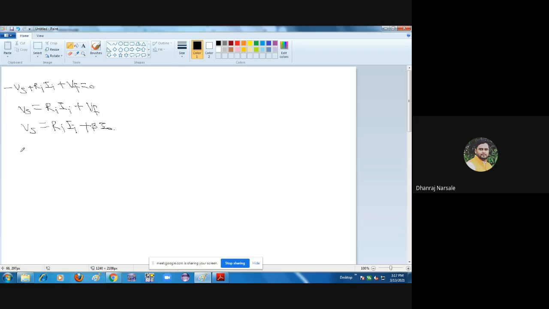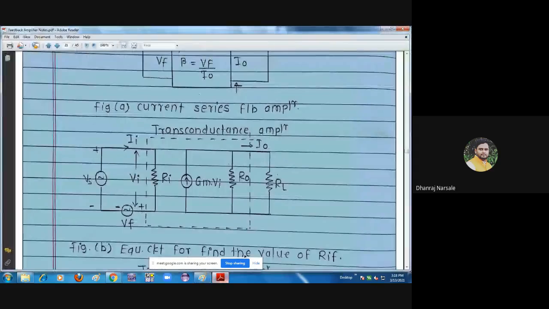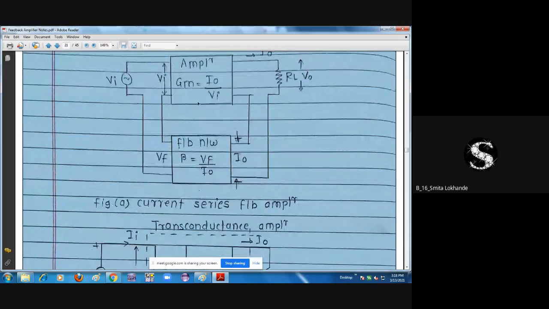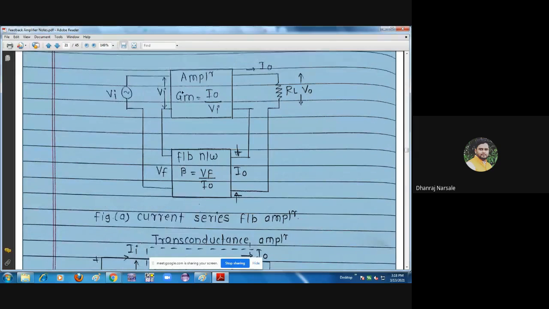Then what we did there is we put beta into Io. Then what is the value of Io here? Average value, in the form of Gm: Vs is equal to Ri into Ii plus beta. What is the average value? Gm into Vi. Here Io is Gm into V, okay.